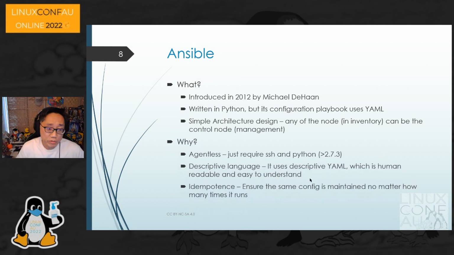A few more reasons I chose Ansible in the end: it's agentless. You do not need to install additional packages on the target nodes. You just require SSH and Python. As I mentioned earlier, YAML is a very descriptive language. It's so descriptive, human readable and easy to understand that if I give you the code, you most likely can decipher what is supposed to be run. And it also supports idempotency. It ensures the same config is maintained over the target nodes, no matter how many times we rerun and rerun.